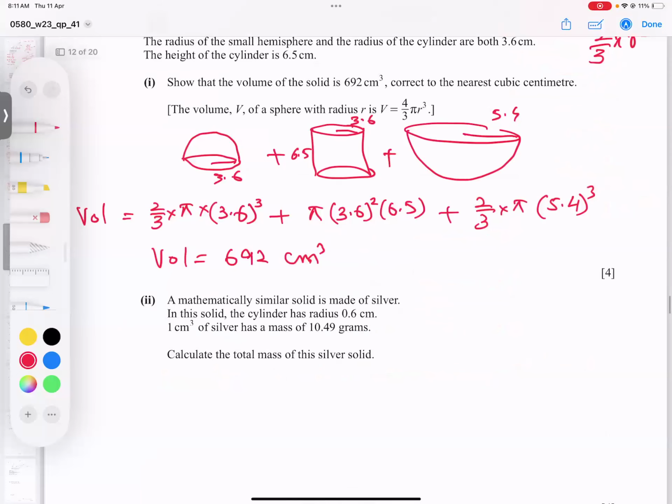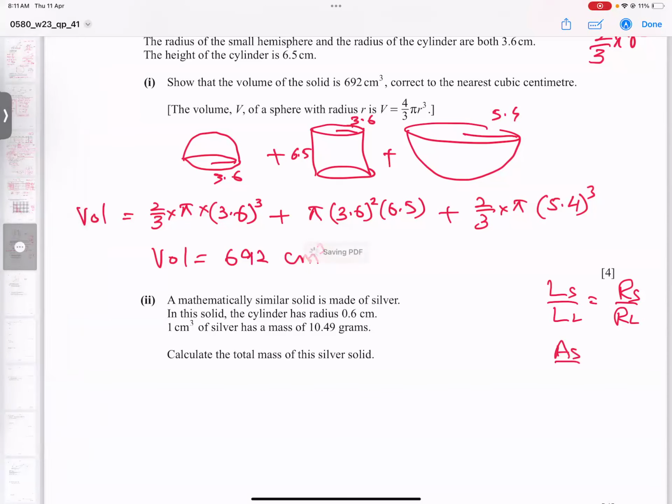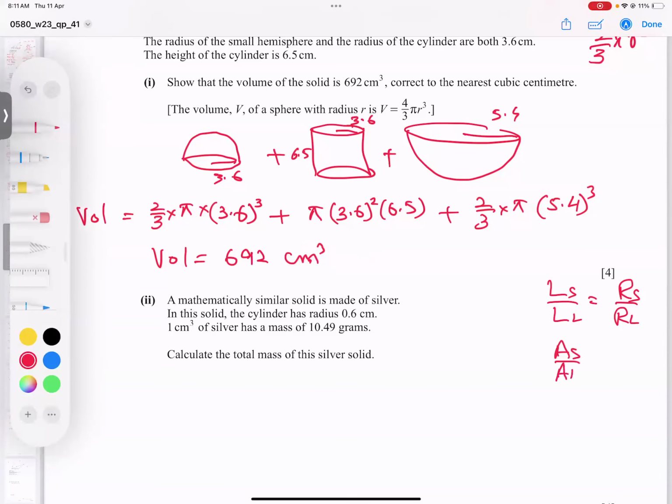The next part is about similarity. When the word similarity comes, we have formulas which are very effective. I will write them for you. Three I write especially for you. And what is that? Length of small by length of large, ratio of small by ratio of the large. Area of small by area of the large, ratio of small by ratio of the large. Volume of small, volume of the large, ratio of small by ratio of the large.